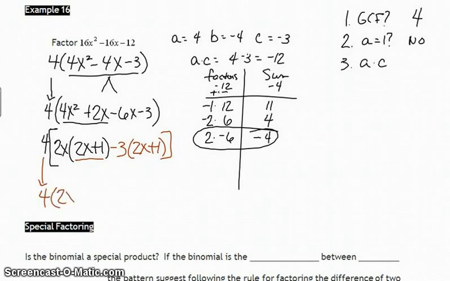Then my common binomial goes here, and those two terms, or greatest common factors that we factored out, go in the next location. So 4 times 2x plus 1 times 2x minus 3 is the factorization. Hope you did well. We're going to move on into the next video on special factoring. See you there.